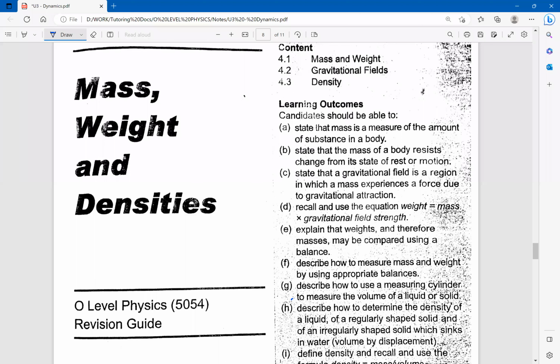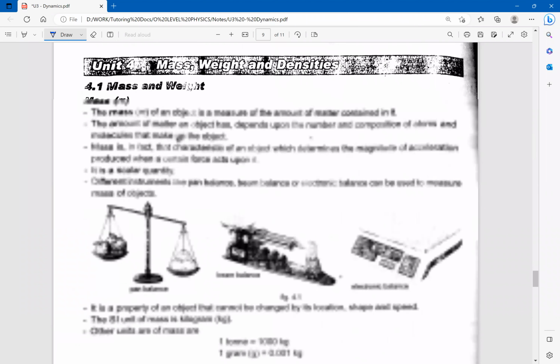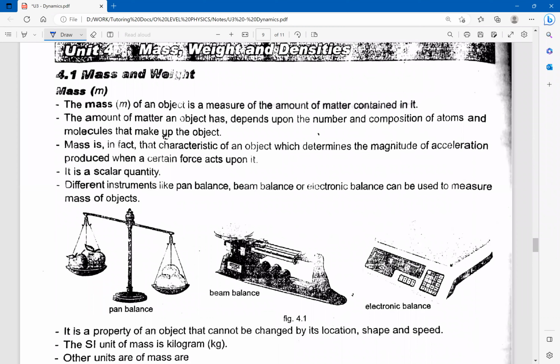All right, guys. So we're studying mass and weight in this lecture. Mass, weight, and densities is the next part of dynamics. I hope the screen is visible to you guys. Mass and weight. So mass of an object is the measure of the amount of matter contained in it.